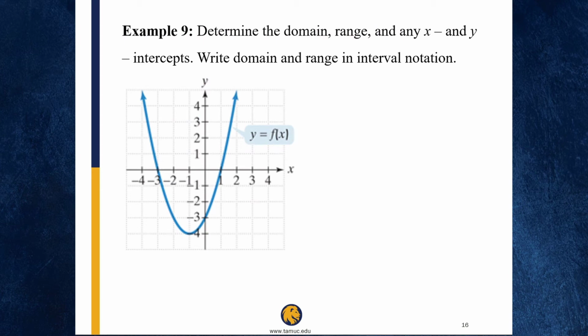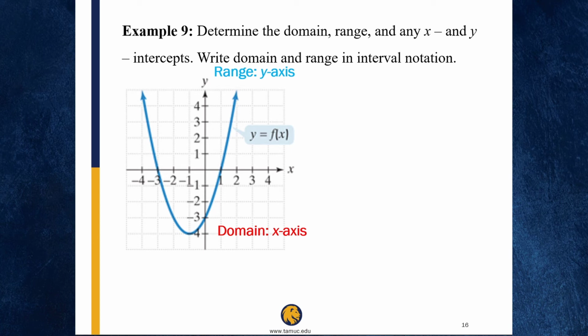Now in this next example, we're going to determine the domain, the range, and any x or y intercepts from the graph. One thing we're going to do is write the domain and range in interval notation. So to start off, when we look at the graph, for the domain, we'll be looking at the x-axis, and for the range, we're going to be looking at the y-axis. Since x's are the inputs where we start, that's what we call the domain. The range is what we get out of the function, and that goes on the y-axis.